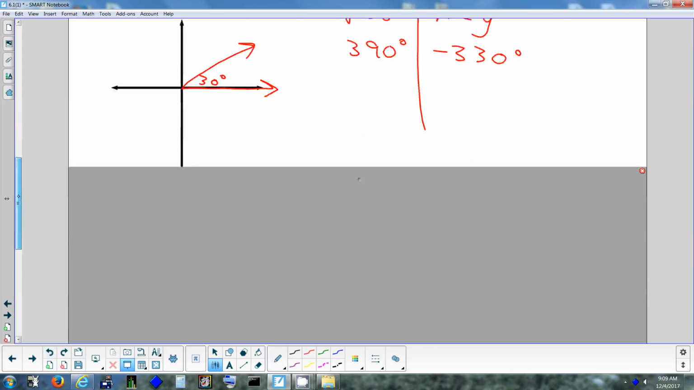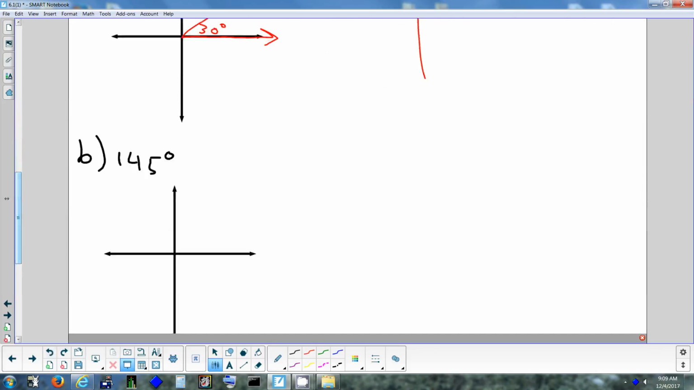All right, so there's 30. Let's take a look at 145. Now, how come I can always put the initial side right there? What in the directions is basically telling me to always do that?